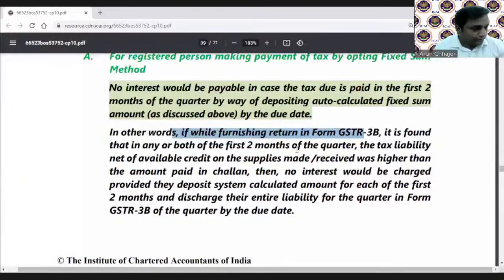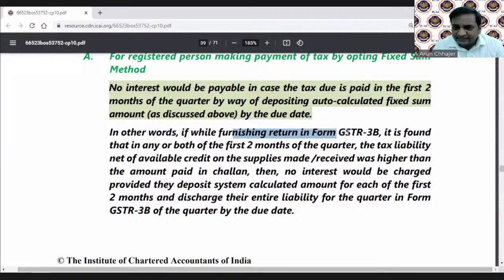In QRMP, what about B2B invoices? Can I upload them? Rohini, you can upload through IFF. This option is available, and IFF is made basically only for the purpose of adding B2B invoices. And whatever invoice is for the 3rd month, you can add in the GSTR 1 as well.